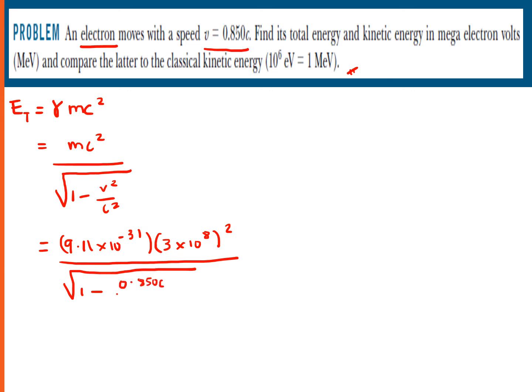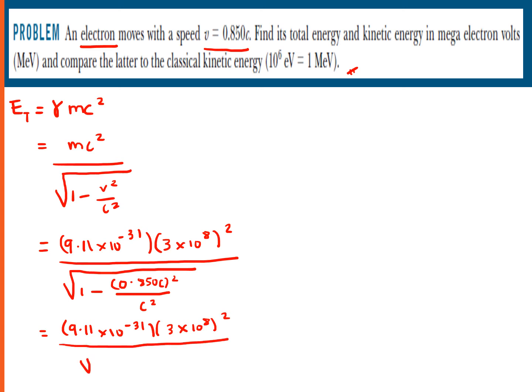Our v here would be 0.850c, and this quantity is squared, divided by c squared. Then we will have a much simpler notation for this equation, so that we will have 9.11 times 10 to the power of negative 31 times (3 times 10 to the power of 8) squared divided by the square root of 1 minus, the c squared here gets cancelled out, so we would only have 0.850 squared.